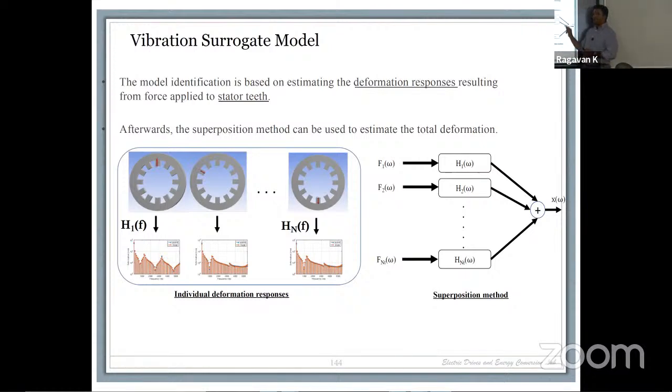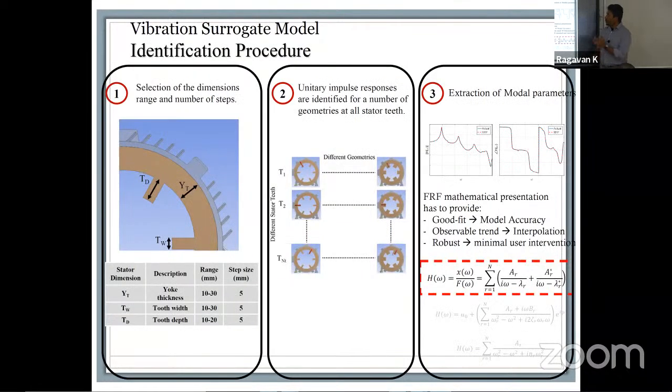Combine all of them, and that gives you the overall structural response for your system. So the identification procedure is divided into 3 steps. The first one, you select the dimensions, the range, and the number of steps. You have to define how much you consider to be reasonably adequate. The step size you have to see as well, because that will tell you what granularity you're going to get.